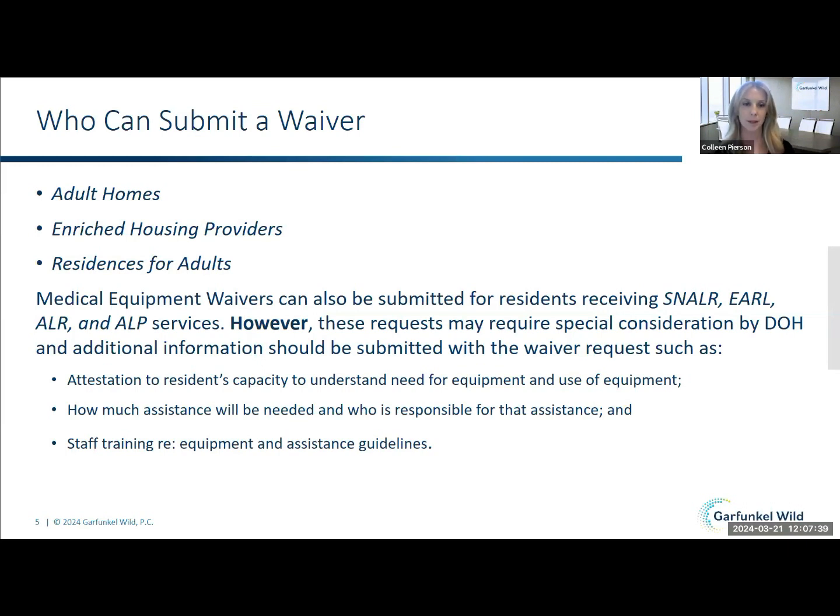So it's important to keep that in mind. You can still submit a request, but you're going to need to submit some additional information to make the department feel comfortable that this resident who does require a higher level of care still can use the equipment with the assistance of staff.